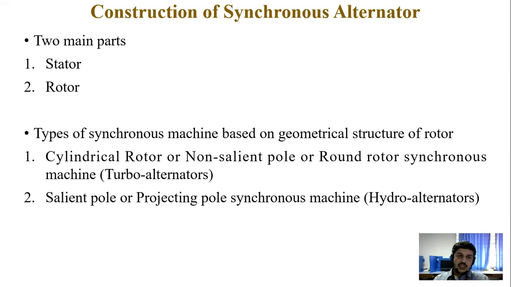The first type, the cylindrical rotor synchronous machine, is generally used in steam power plants, that is, in thermal power plants, nuclear power plants and gas power plants, along with a steam turbine. Therefore, these machines are also termed turbo alternators. Whereas salient pole machines or projecting pole machines are used with hydro turbines in hydroelectric power plants. Therefore, these machines are generally termed hydro alternators. These two types are based on the geometrical structure of the rotor.